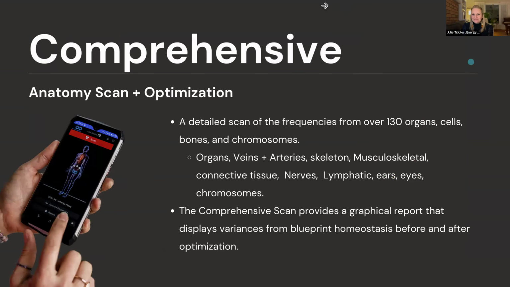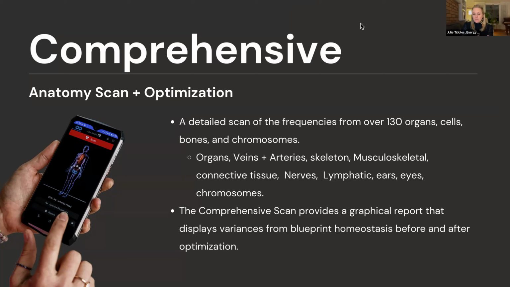And then there's the comprehensive scan. So the comprehensive scan is a detailed scan of the frequencies from over 130 organs, cells, bones, and chromosomes in your body. So it tests organs, veins, arteries, your skeletal system, connective tissue, nerves, lymphatic, ears, eyes. It's amazing. So when you're going to do this scan, if you have already done a vital scan that we just talked about, or if you've done an inner voice scan, which we've briefly talked about, it will intuitively choose what to dive into further based on those scans. So that is really awesome.